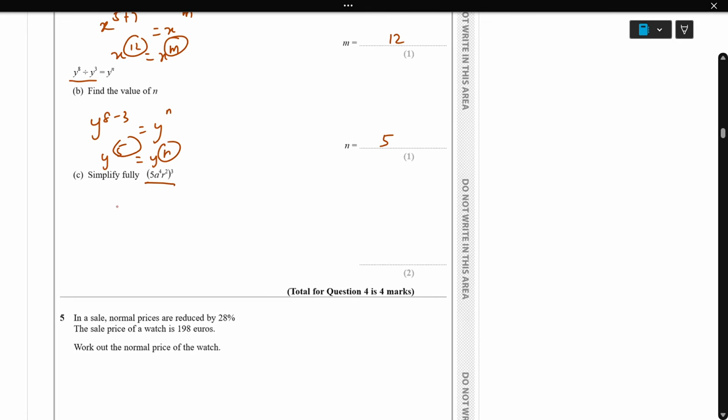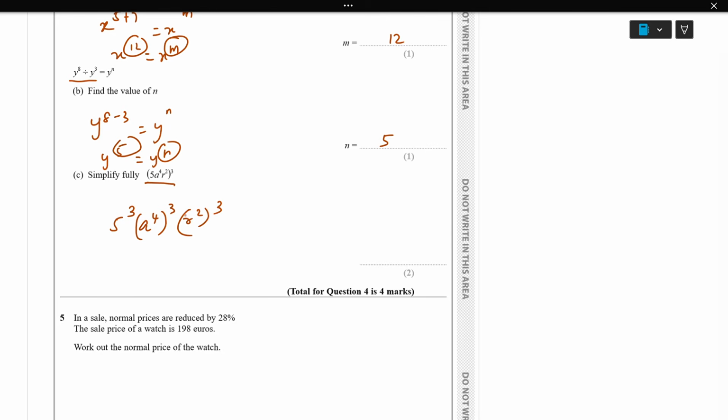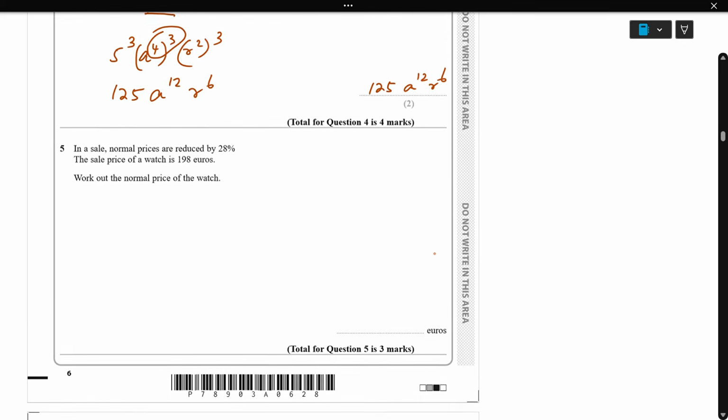Next one, simplify fully. The cube applies to the entire thing, which is 5 cubed, a power 4 whole cubed and r squared whole cubed. 5 cubed is 125, and for the others we have to multiply the exponents. So a power 12 and r power 6. That is the answer: 125 a power 12 r power 6.